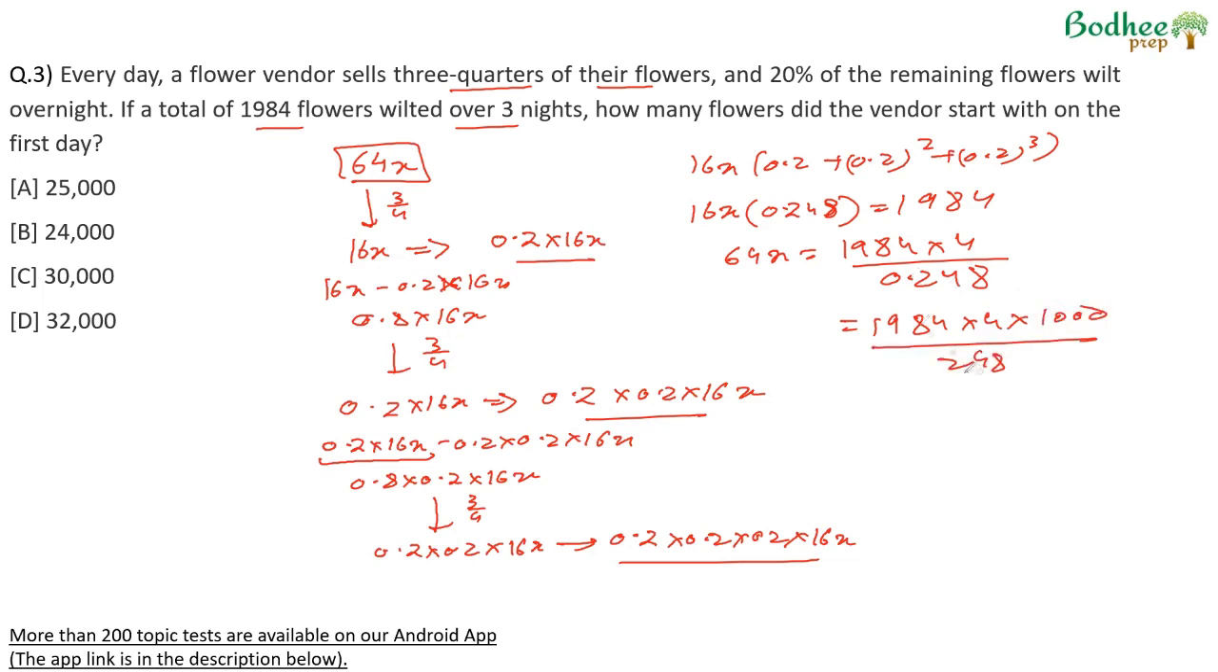Now, if we divide this by, say, 8, by hit and trial, this is divisible by 8, and therefore 8 into 4 is 32,000. From the options, option D. And therefore, the number of flowers that he started with was 32,000.